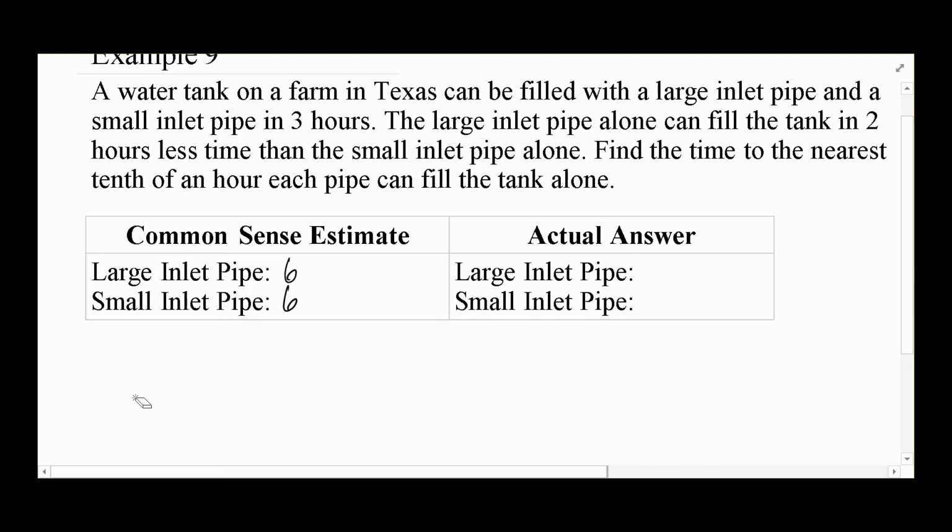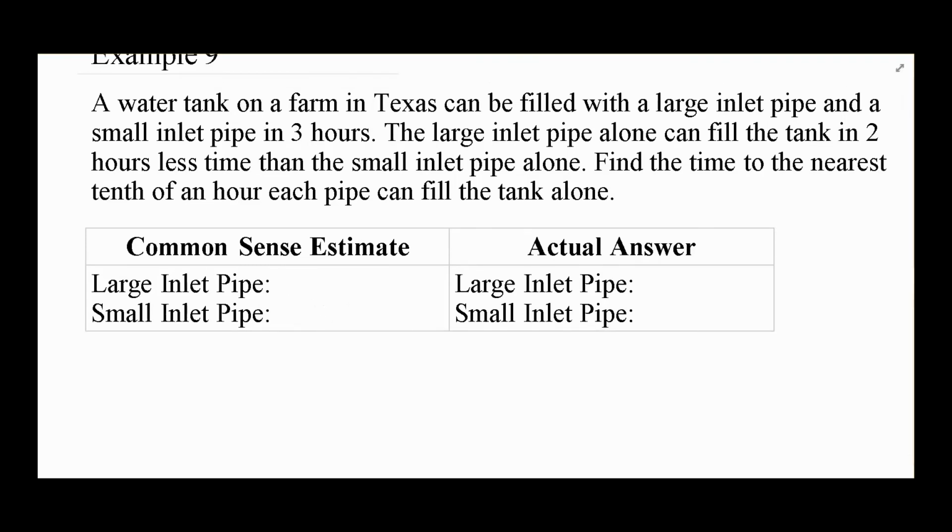We have to think about the fact that if they're working alone, and that's what we're looking for here, their time alone, it's got to be more than when they're working together, not less. It wouldn't make sense that alone they can do it even quicker. Now, that's our start to our common sense estimate. That's not actually going to be our common sense estimate, because the large one is faster. It's taking less time. So it's going to be a little less than 6 for the large inlet pipe.